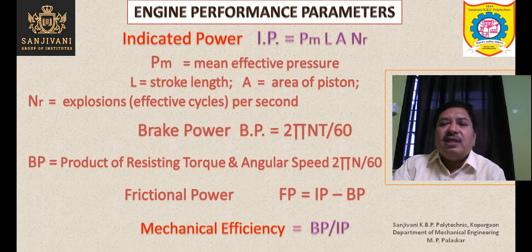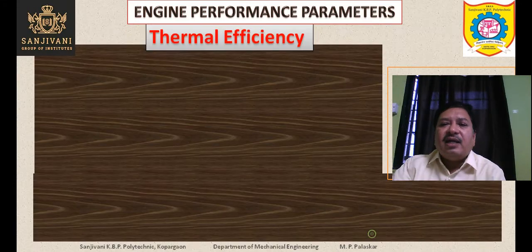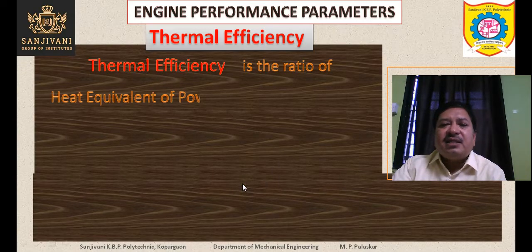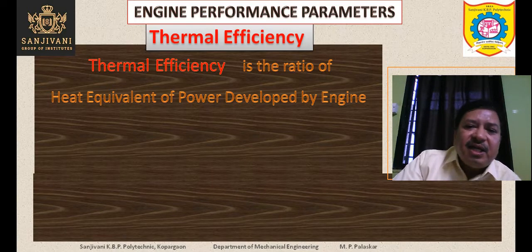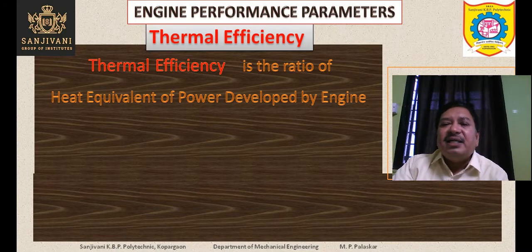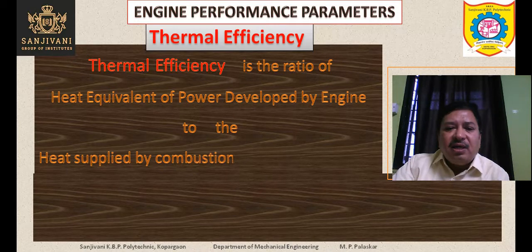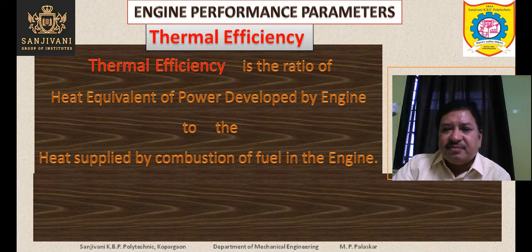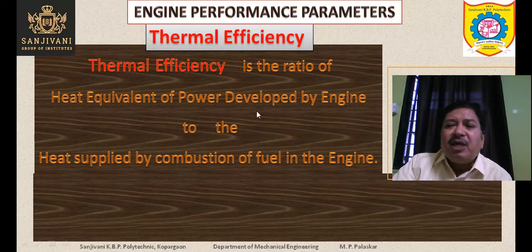So all these parameters we have seen at a glance, and now let us go ahead and define the thermal efficiency of the engine. The thermal efficiency of the engine is the ratio of the heat equivalent of power developed by the engine to the heat supplied by the combustion of fuel in the engine. So what is the power developed by the engine? The heat equivalent of that power developed by the engine is the numerator.